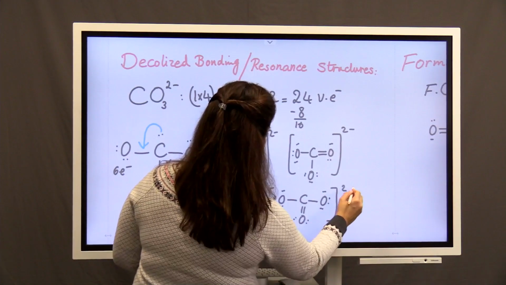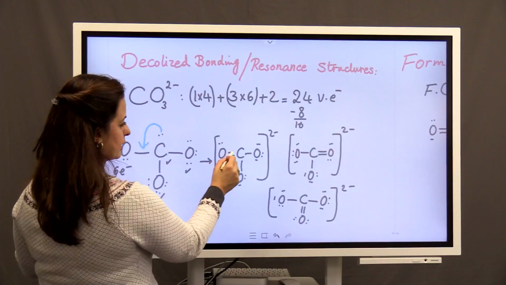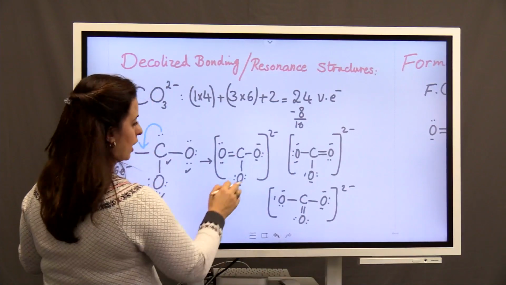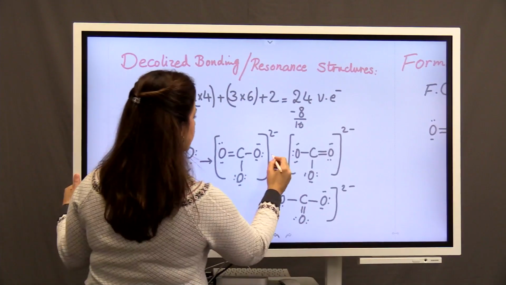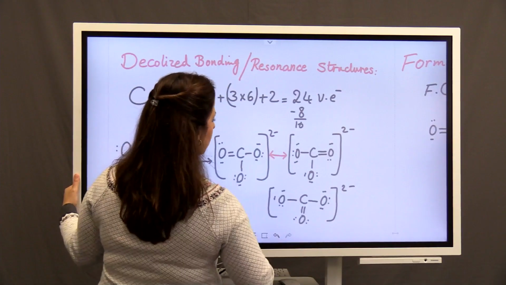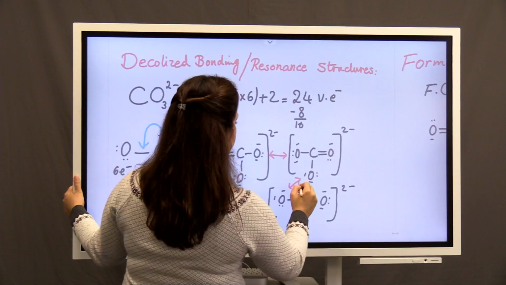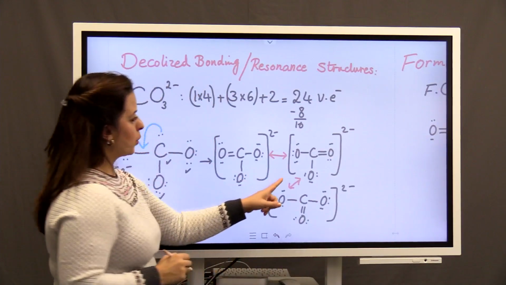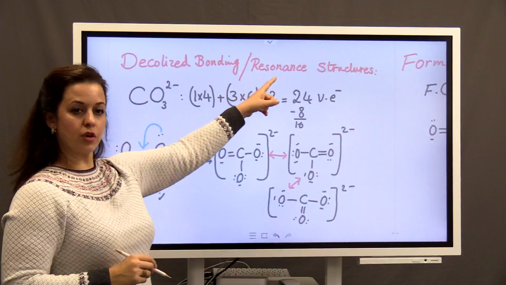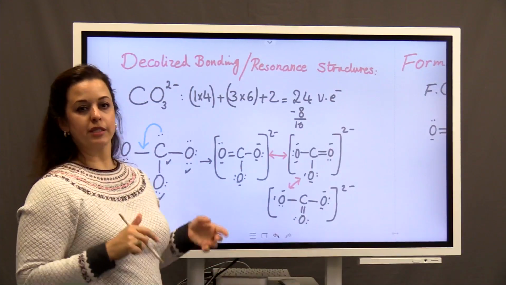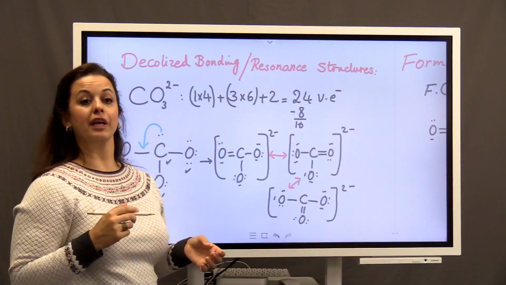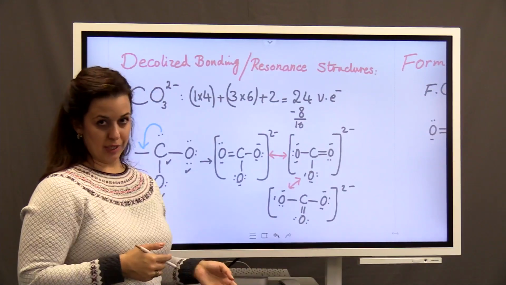All right. Now, it seems like this double bond is moving between carbon and each of these oxygens. So we show it with a two-sided arrow, and we call them resonance structures. So this double bond is delocalized. It does not have a specific location. That's why we call it a delocalized bond.